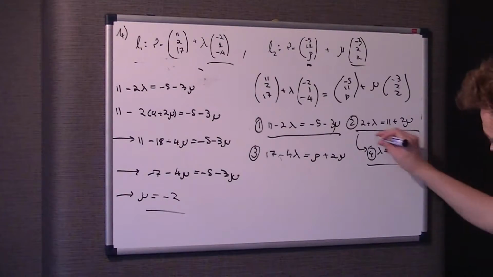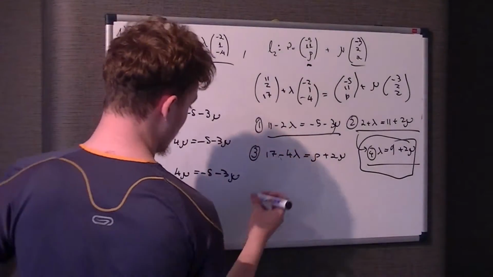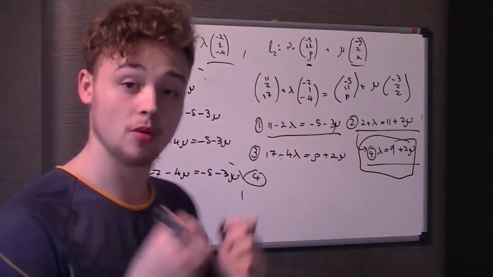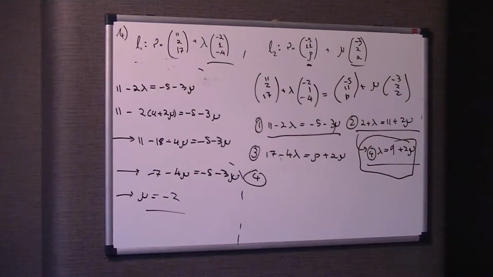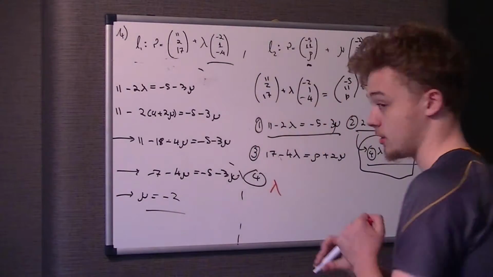Well, we've got this equation 4 that we came up with before that says lambda is equal to 9 plus 2 mu. Well, we know what mu is, so we can sub it into this equation 4. Okay? And therefore, we can use our value of mu to give us lambda. High-tech stuff.